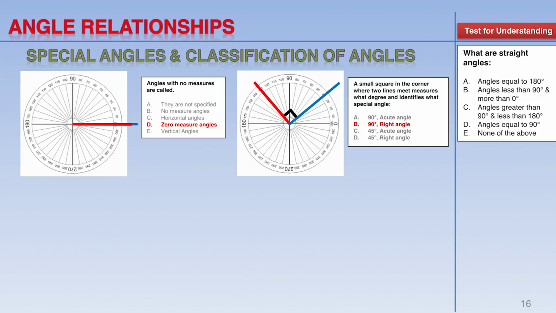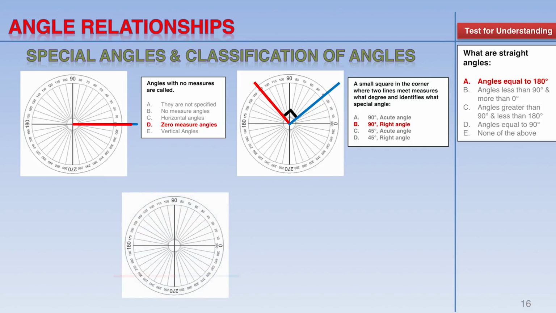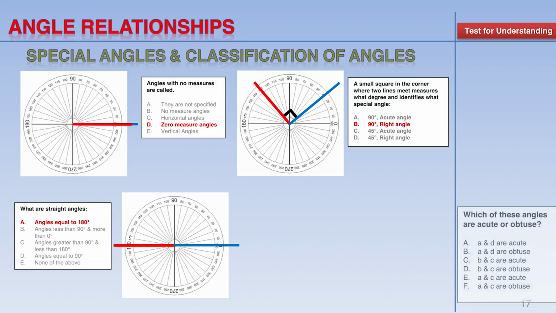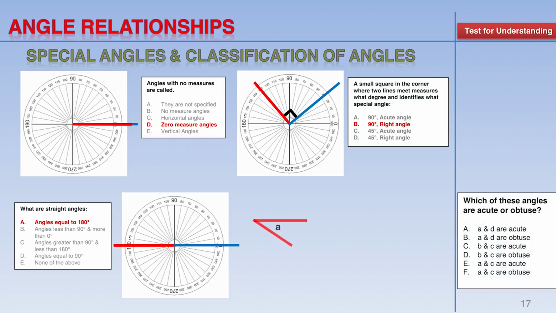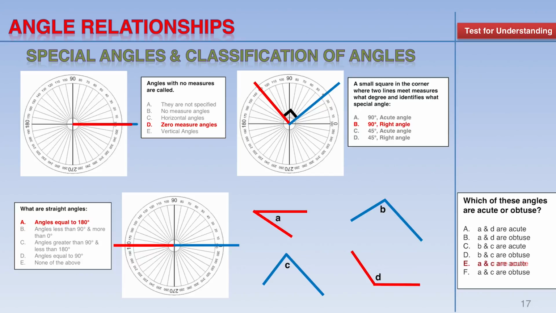The next is, what are straight angles? A, B, C, D, and E. As before, angles equal to 180 degrees are straight angles. And I'm going to show four different angles here. Which of these angles are acute or obtuse? There is a list of A through F. Correct answer is E. Angles A and C are acute.